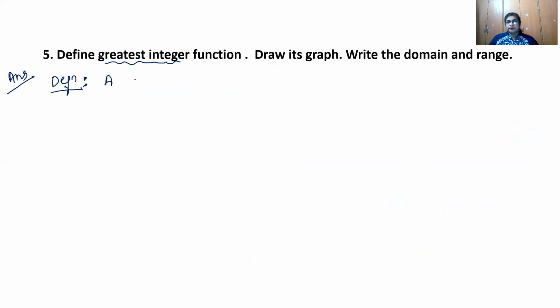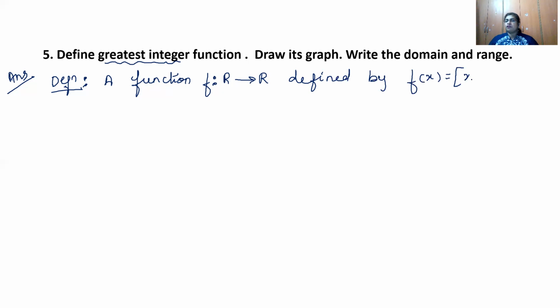A function f from R to R defined by f of x is equal to the square bracket of x, which denotes the greatest integer of x. So f of x is equal to the square bracket of x for every x belonging to R is called the greatest integer function.